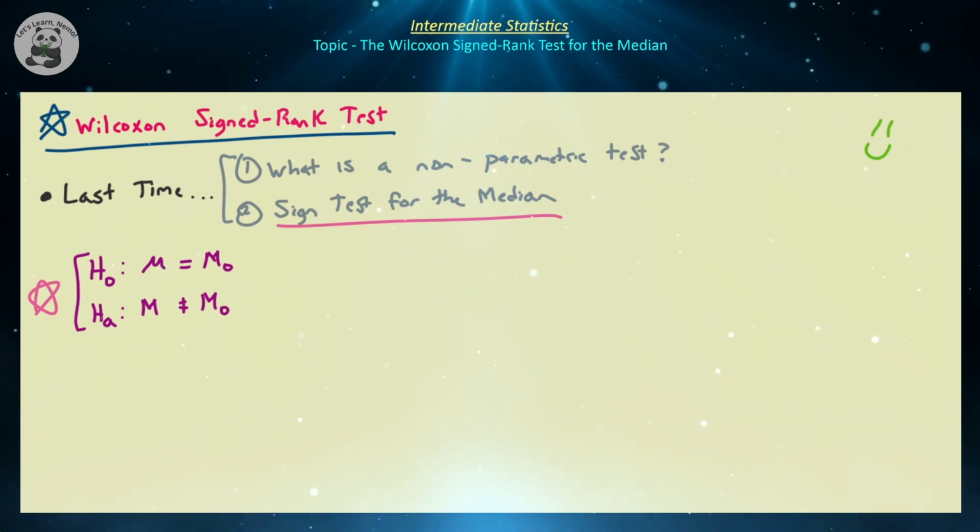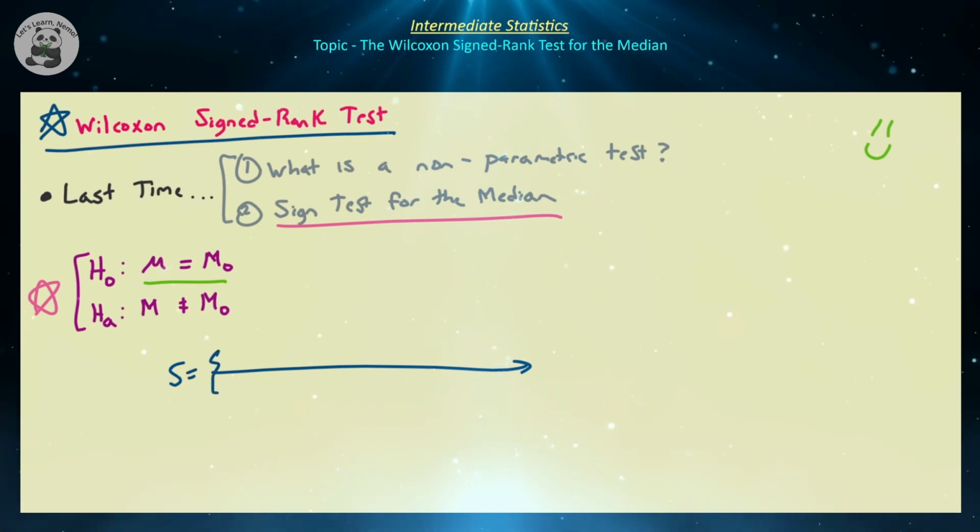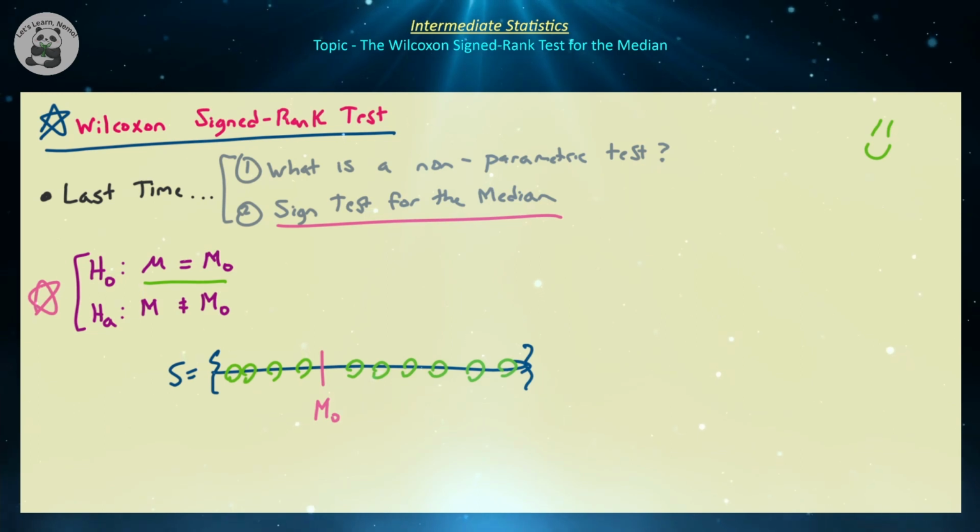In particular, the sign test for the median is interested in the null hypothesis that the median is equal to some claimed value, say 5, 10, 15, or 20, with the two-tailed alternative typically that M is not equal to that particular claim. And how was that test conducted? First off, we look at our sample S, which is usually a numerical data set that can be ranked from least to greatest. We sorted it from least to greatest, placed our claim value on the data set, and looked at how many values fell to the left of it and how many values fell to the right.